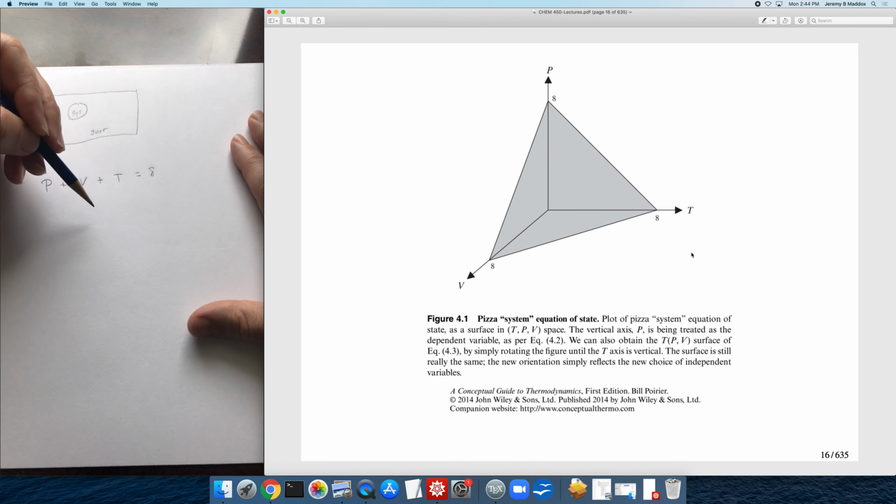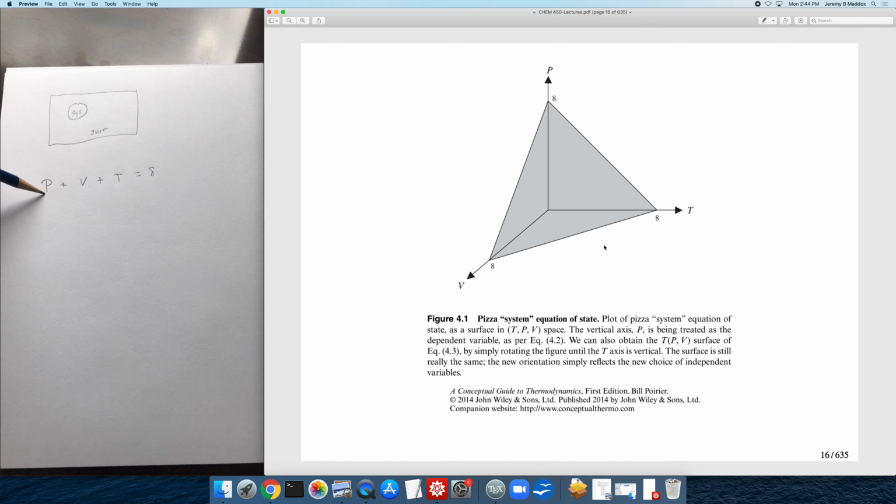So this represents an equation of state. Paul might eat all 8 pieces, which would leave none for Valerie and Tom. And so that would give us this point right here. Or Valerie might eat all 8 pieces, in which case Tom would have 0 and Paul would have none. And the same thing for Tom. And then any combination of distributions of pizza slices that fits on this triangle here satisfies this equation of state.